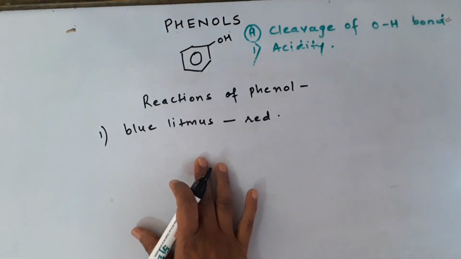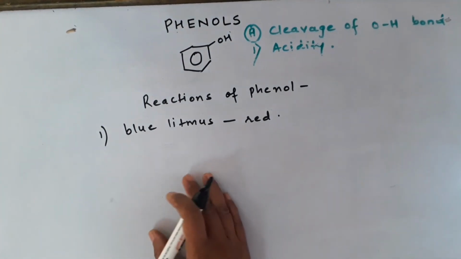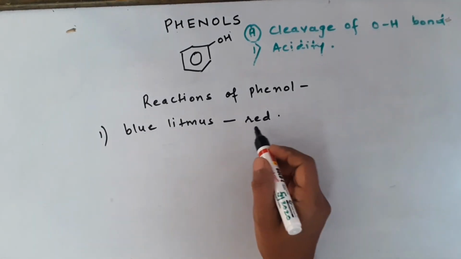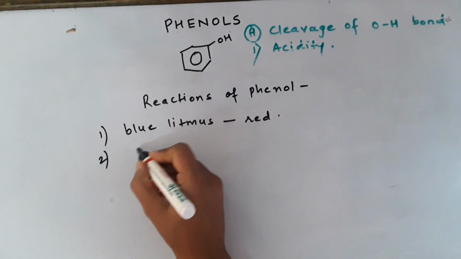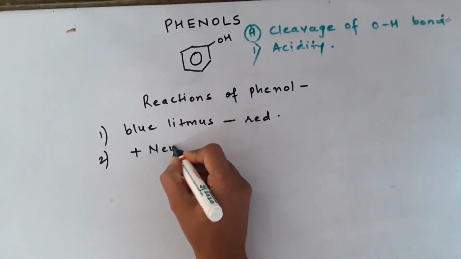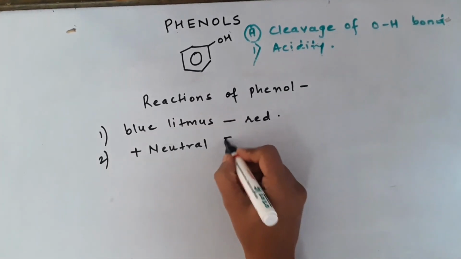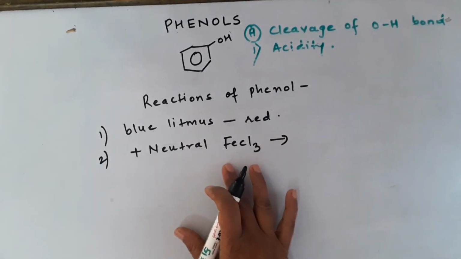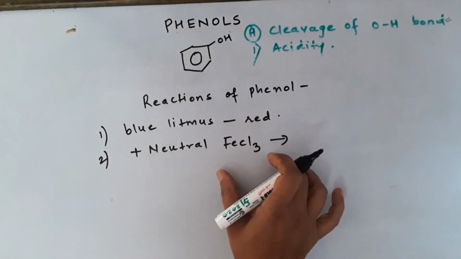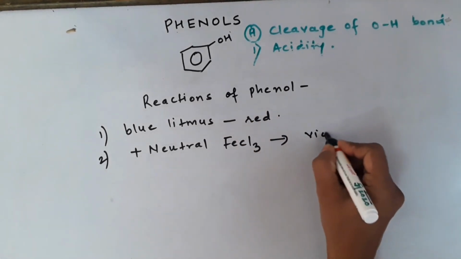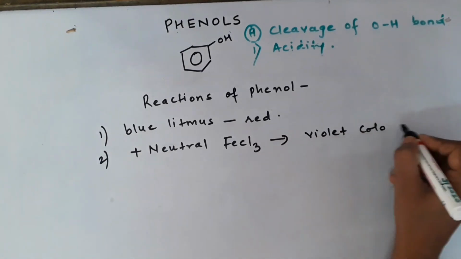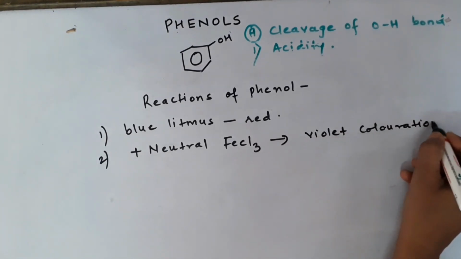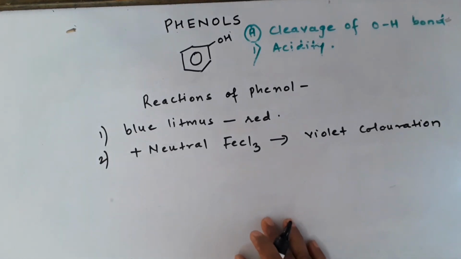This test can be shown by all the acids. They can be your inorganic acids, mineral acids, or they can be organic acids like alcohols, carboxylic acids, or phenol. The second test which we are going to do in the exam is adding a few drops of neutral ferric chloride to the phenolic solution, and the color will be changing to a violet colored complex. So this test is very important for us to identify the presence of phenol in a given test tube.